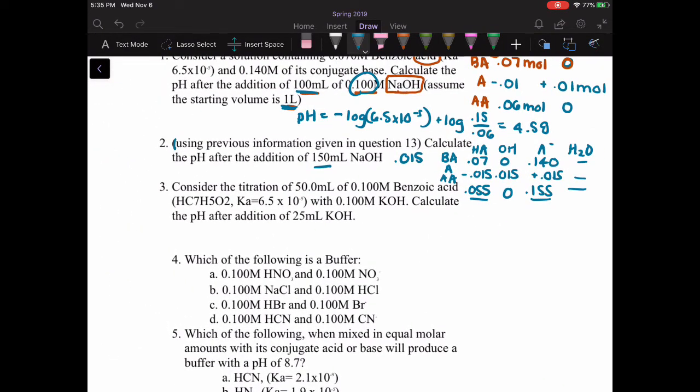All right. So this next problem. Consider the titration of 50 milliliters of 0.1 molarity benzoic acid. Oh, there's the formula. Crazy. And with 0.1 molarity KOH, calculate the pH after the addition of 25 milliliters of potassium hydroxide. All right, so this doesn't have any sodium benzoate to start.